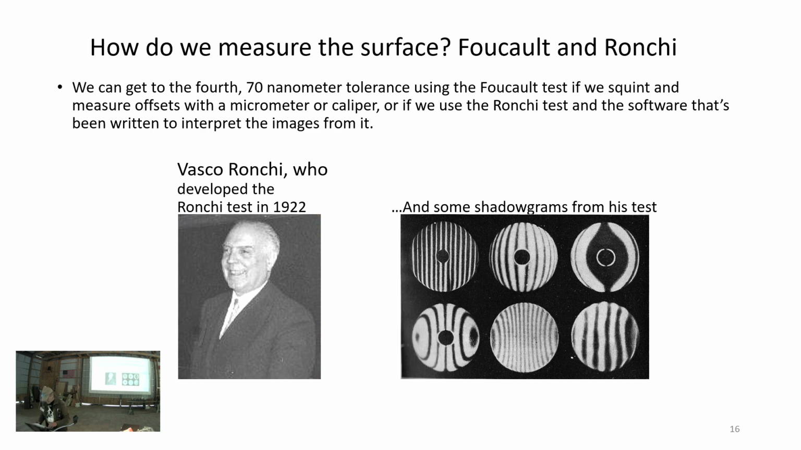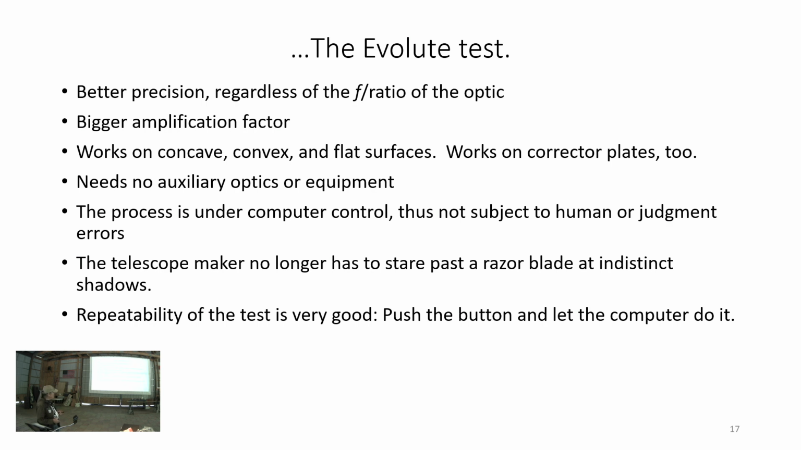So if we want to do any better than that, let's look at the Evolute test. It shows a much finer measurement precision. Amplification is nearer to 5,000 for slow mirrors. Mirrors at f1.5 can be measured to about a 28 nanometer or 20th wavelength. And the convexity or concavity of the surface doesn't matter, since the Evolute is, as we saw before, the same for a concave or a convex surface.